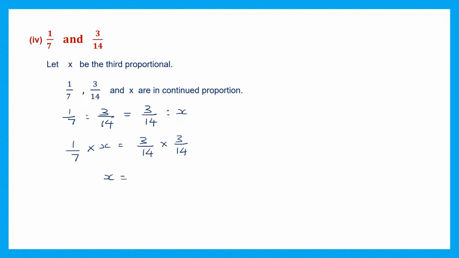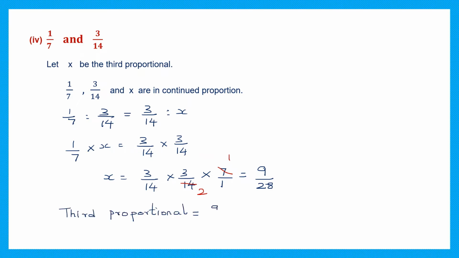So x is equal to 3 by 14 into 3 by 14 divided by 1 by 7. Division changes to multiplication. 1 by 7, I write the reciprocal. It becomes 7 by 1. Now I can cancel. 7 ones are 7, 7 twos are 14. There's nothing else that I can cancel. Let's multiply. 3 threes are 9 and 14 twos are 28. So my answer here is 9 by 28. That means my third proportional is 9 by 28.